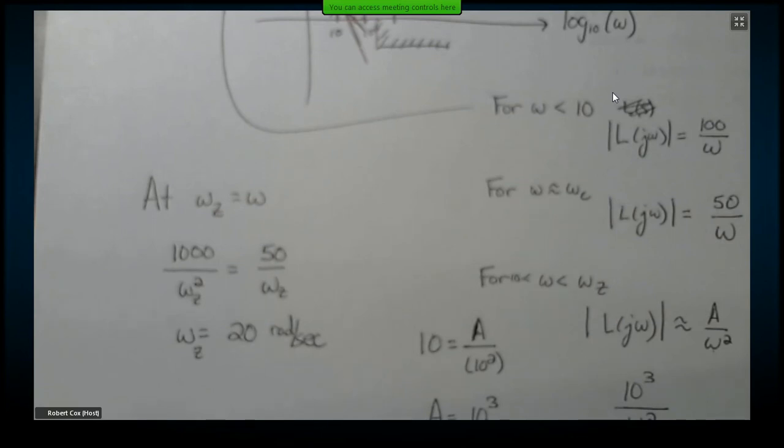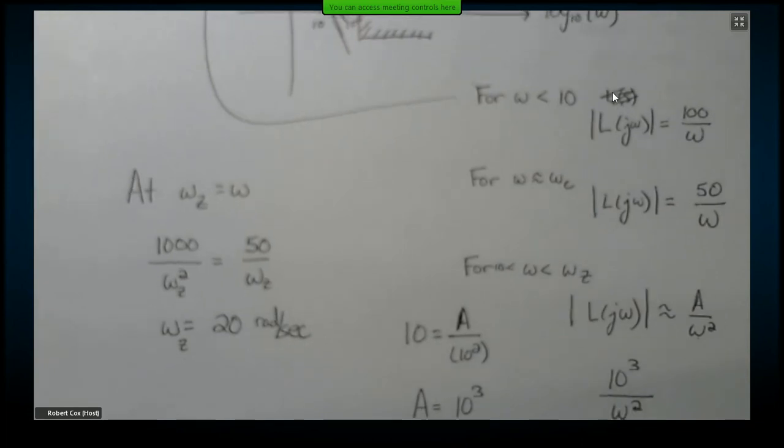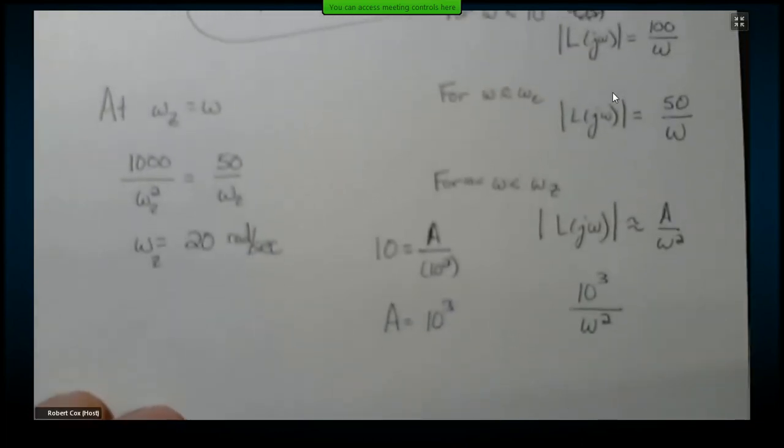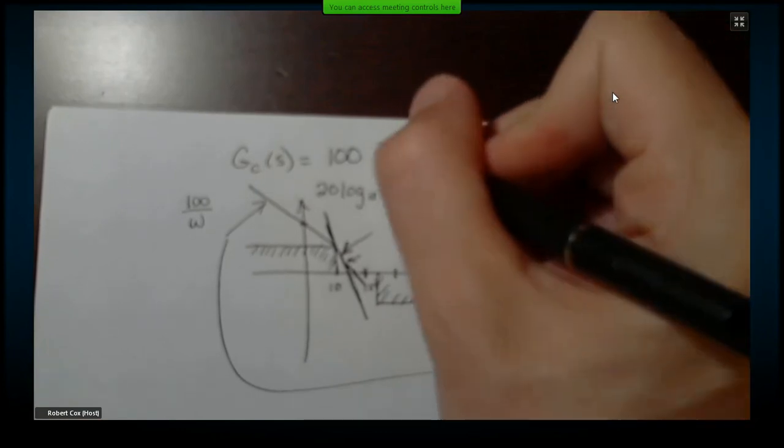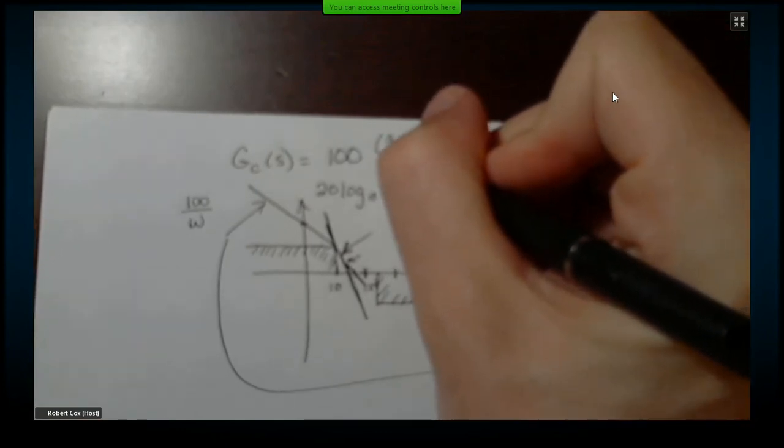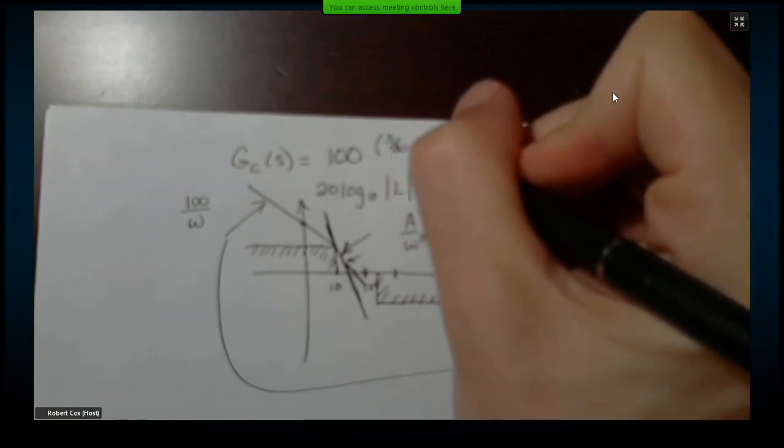Okay, so now what we have to do is we've determined a little bit more about our compensator. What I've determined is that my compensator needs to be at least 100 times S over 20 plus 1.